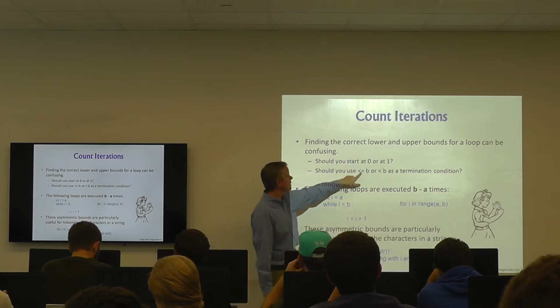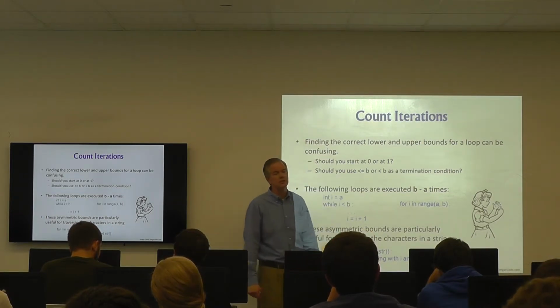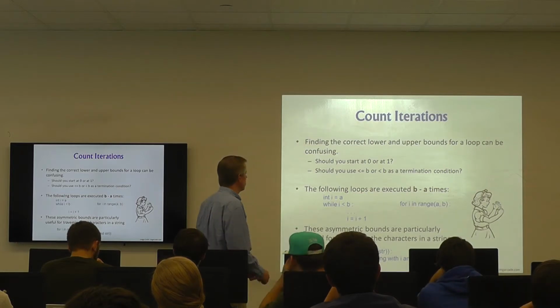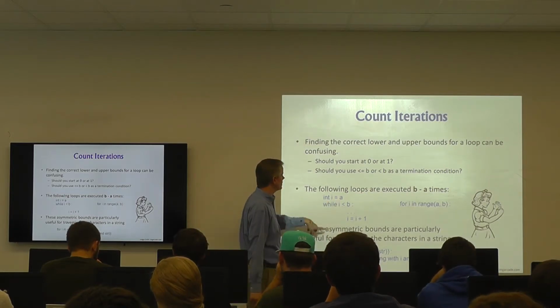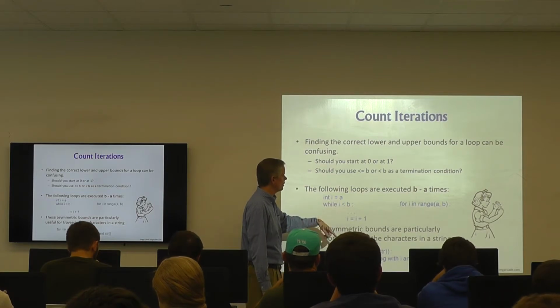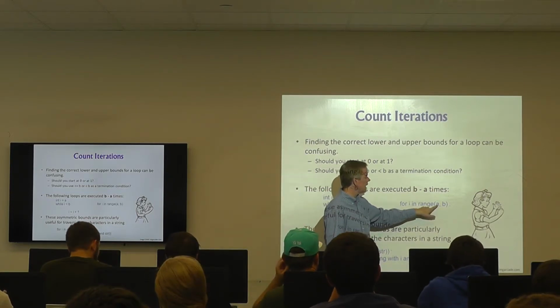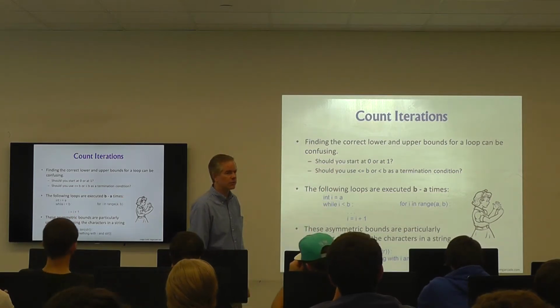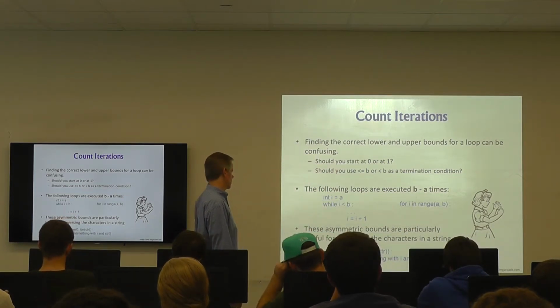Should you use less than or equal to b or just less than b as your termination condition? Bigger deal when you're dealing with while loops, right? The following loops are executed b minus a times. Start with a, while i is less than b, do it all, okay? For i in range a to b, okay? b minus a is the number of times you're actually going to execute that.